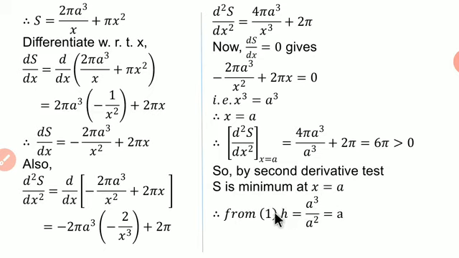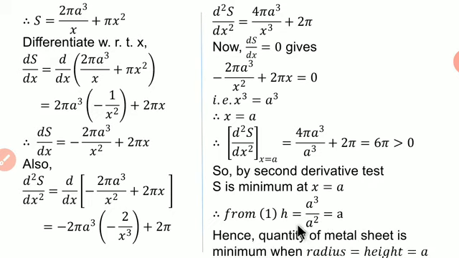And therefore from relation 1, h is equal to a cube upon a square, which is equal to a. And hence the quantity of metal sheet is minimum when the radius is equal to the height is equal to a centimeter. Means when the radius and height of the tank are a centimeter.